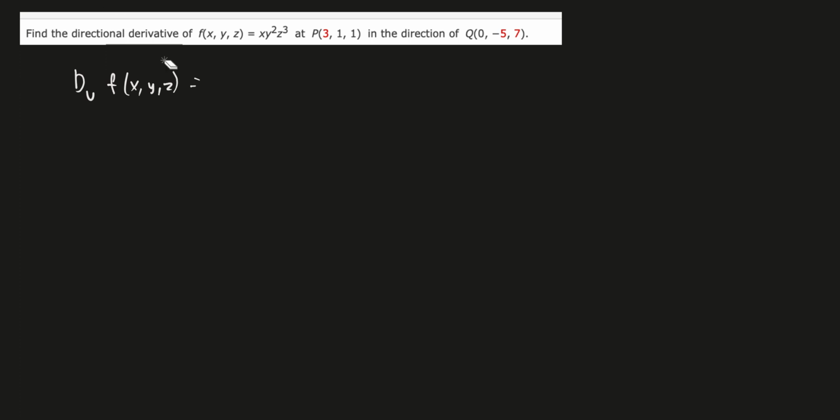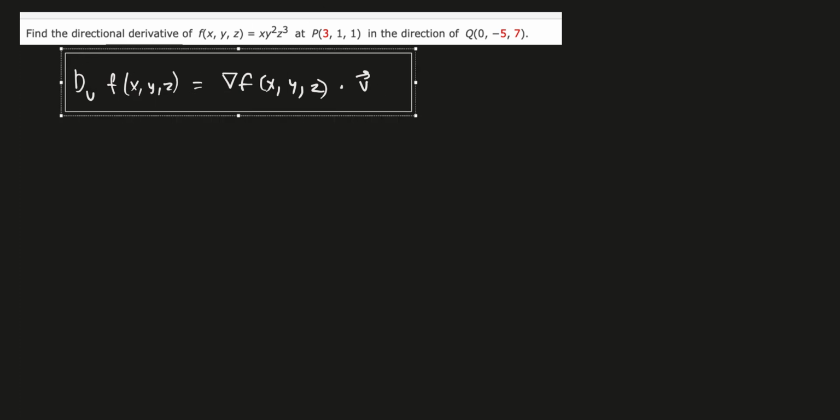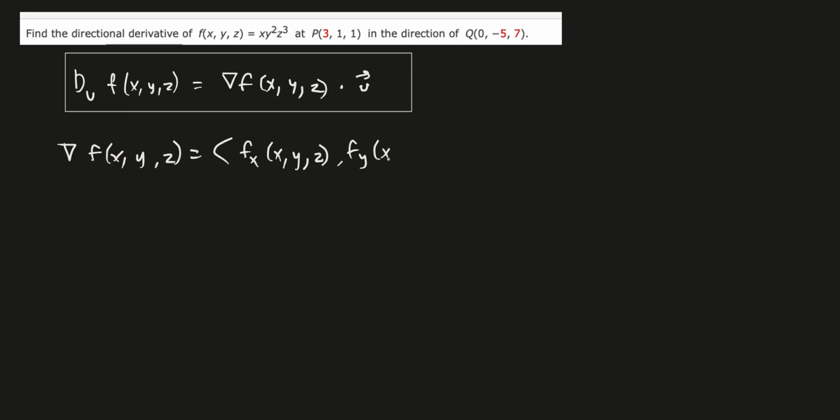This is just going to be the gradient of our function dot product with the vector u. So that is an important formula that we've used many times in this series. Now the gradient of our function is the composition of all partial derivatives that we can get from this function. So this is going to be the partial derivative with respect to x of (x, y, z), comma the partial derivative with respect to y of (x, y, z), comma the partial derivative with respect to z of (x, y, z).